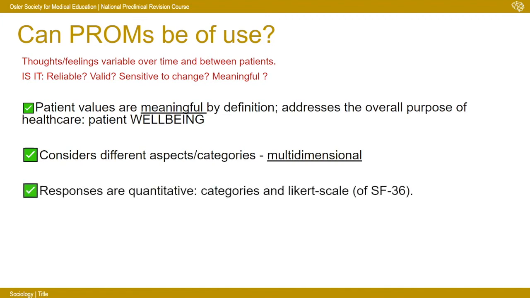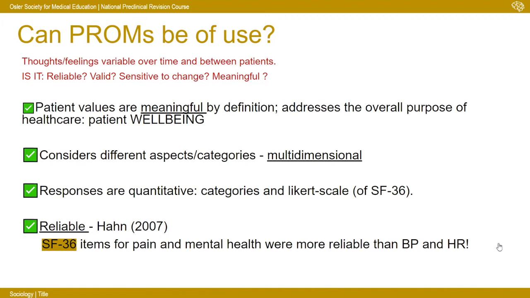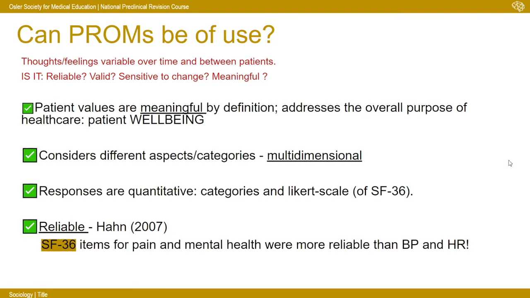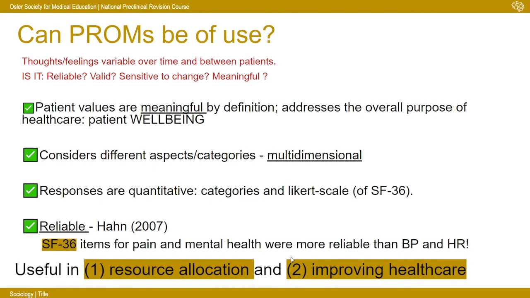Responses are quantitative. So, for example, in the SF36 score, you have 8 categories, and there's the Likert scale. So that's the scale of likely to not likely, or often to not often. This means that you can use these PROMs not only in clinical practice for an individual patient, but you can also use them in larger trials. And it is reliable. So Han in 2007 showed that the SF36 categories for pain and mental health were more reliable scores than actually measuring blood pressure and heart rate. So PROMs are useful for resource allocation and improving healthcare.